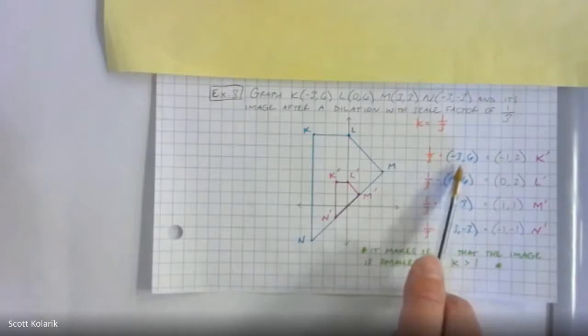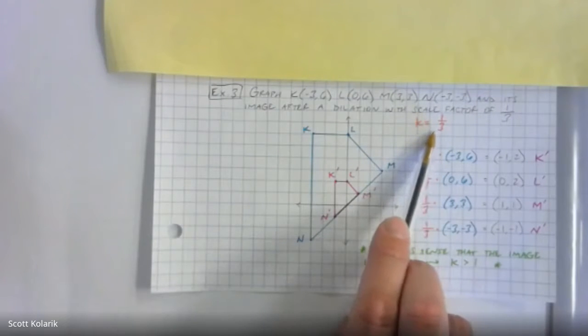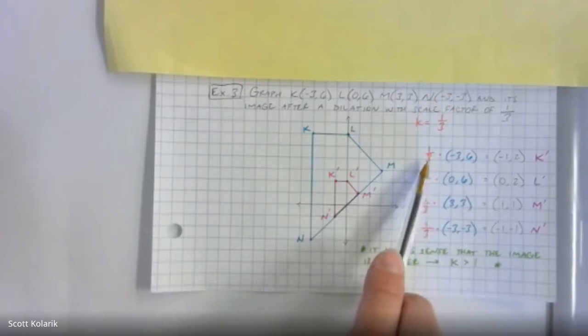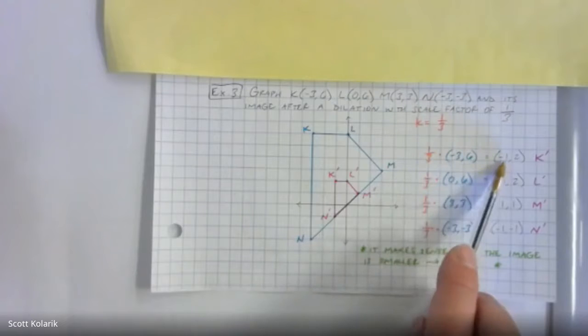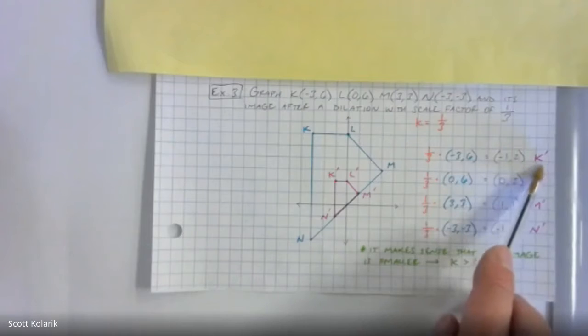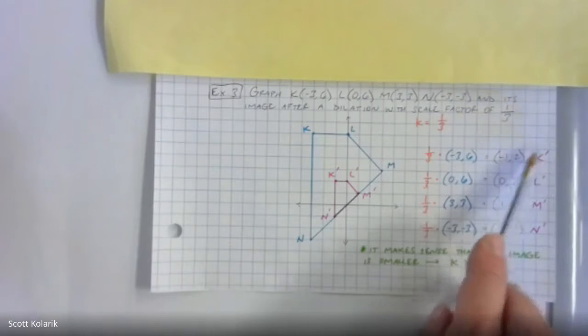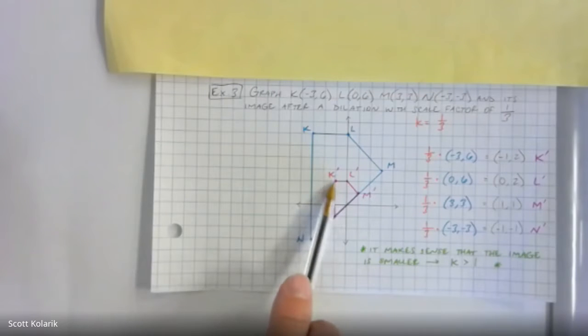In order to find out where the image point is located, I would simply multiply through by the scale factor, in this case 1/3. So it's just a bunch of multiplication. -3 times 1/3 is -1. 6 times 1/3 is 2. This tells me the location of the image of K, or K prime. So -1, 2 would be left 1, up 2. There's K prime.